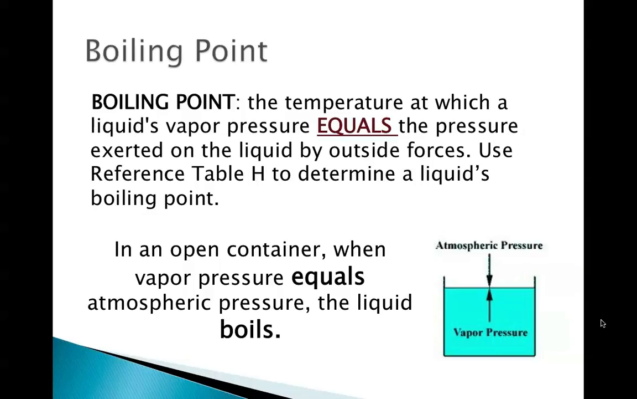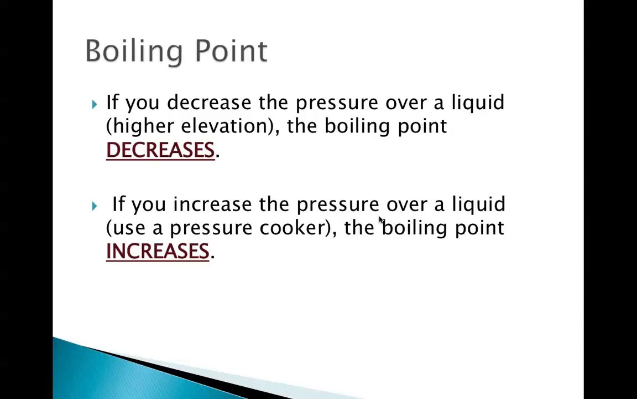Now, a couple of things: because these two, atmospheric and vapor pressure, have to equal each other in order to boil, if we change atmospheric pressure, that's going to then change the boiling point. So tomorrow in class, we're going to be talking about some examples of what happens. If we decrease the pressure over a liquid, such as going to a higher elevation, the boiling point actually goes down because there's not as high of an atmospheric pressure pushing down on the liquid, so we're able to get it to boil at a lower temperature.